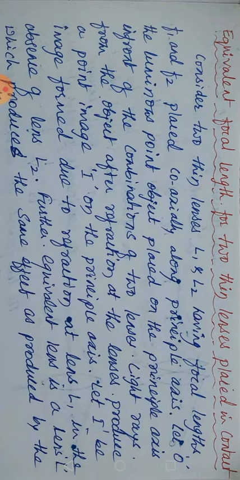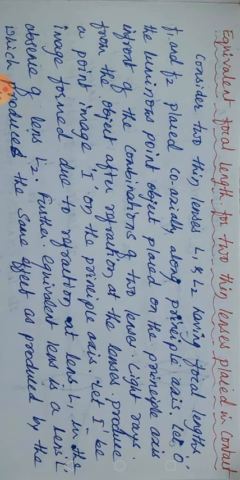When a parallel beam of light is made to be incident on a convex lens or concave lens, after refraction, light rays either converge at a point on the principal axis or appear to diverge from a point on the principal axis. This particular point on the principal axis is called a principal focus. The distance between the optic center and the principal focus is called the focal length.